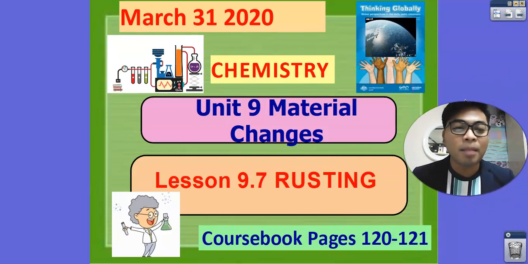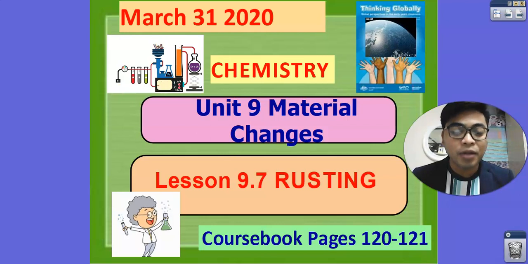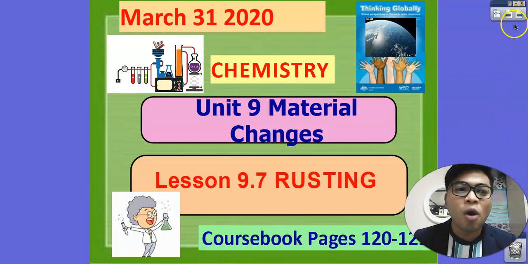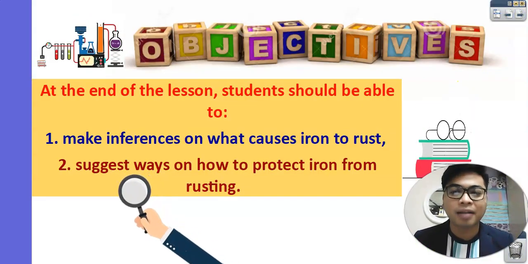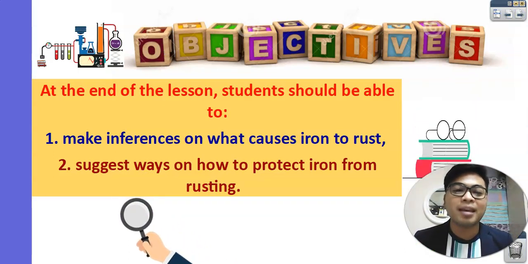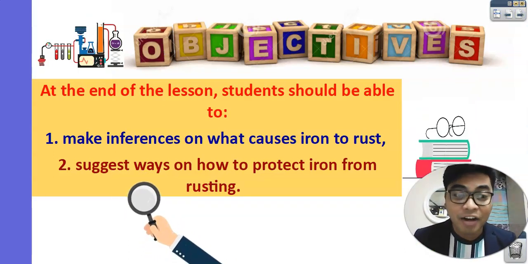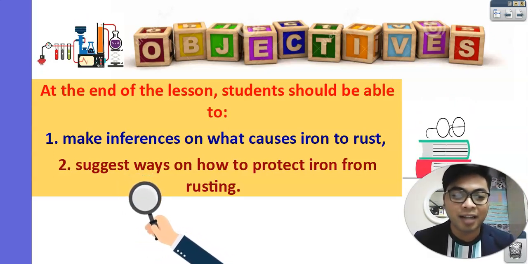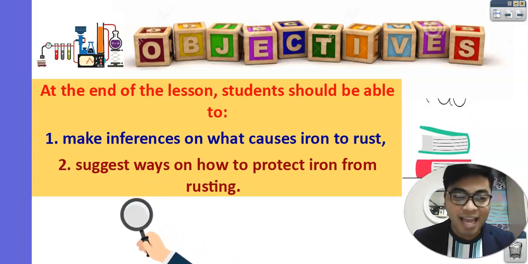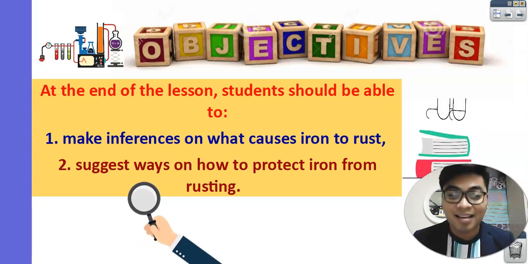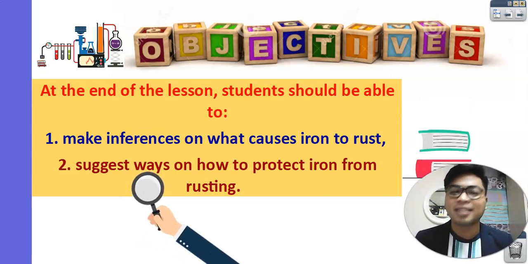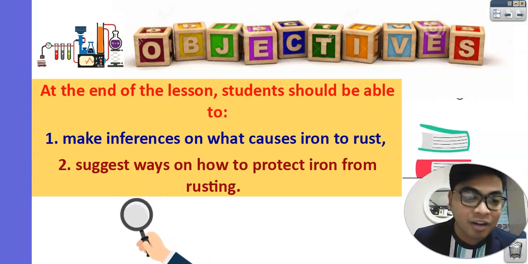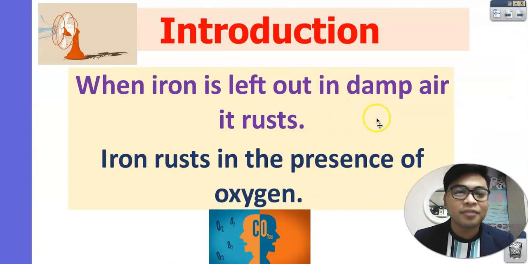Our topic for today is all about rusting. So you can open your coursebook on pages 120 to 121 for your reference. We're going to talk about what rusting is all about. At the end of this lesson, you're going to make inferences on what causes iron to rust. We're going to define what rusting is, what materials rust, and what causes them to rust. And since rusting is not really good, we're going to suggest ways to protect iron from rusting.